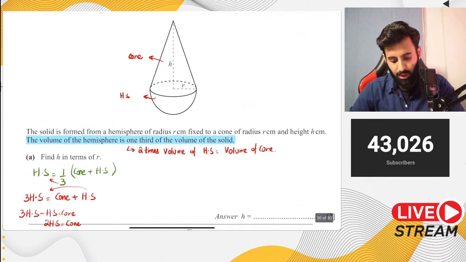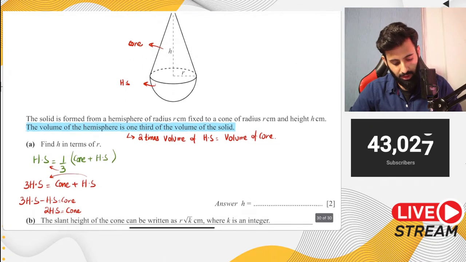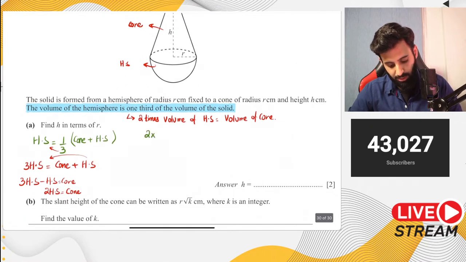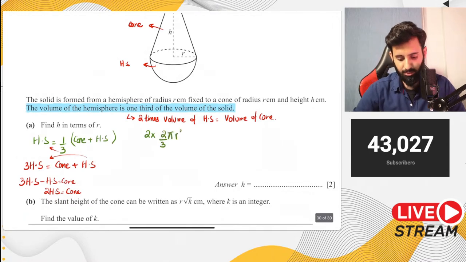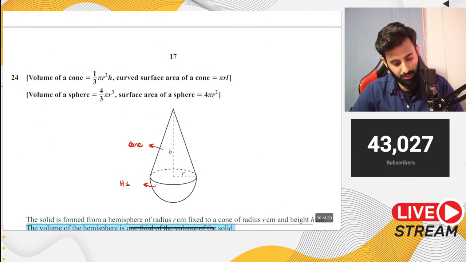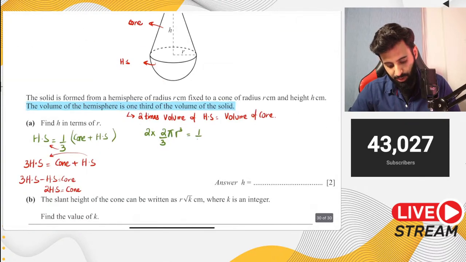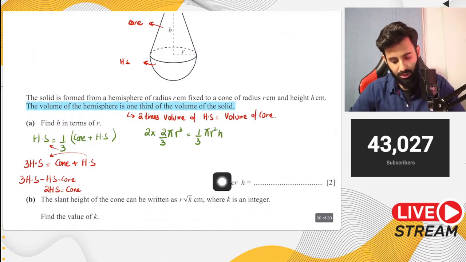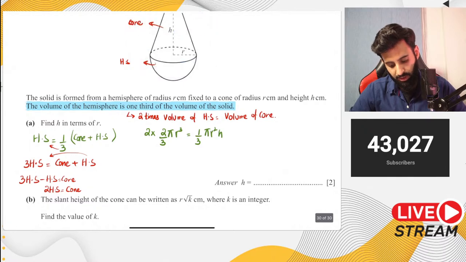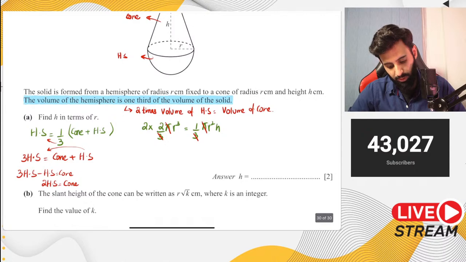We're just going to replace the formula for volume. So 2 times the volume of the hemisphere ka matlab 2 into 2 upon 3 pi r cube. Theek hai, that's what the volume of a hemisphere is equal to. Theek hai. Is equal to the volume of a cone, which means 1 upon 3 pi r squared h. And notice what we have to do is we have to find out h in terms of r. Okay, so we cross out this 3 from this 3, we cross out the pi and pi. Okay, so 2 into 2 is what? 2 into 2 is 4. So 4 r cube equals r square h.